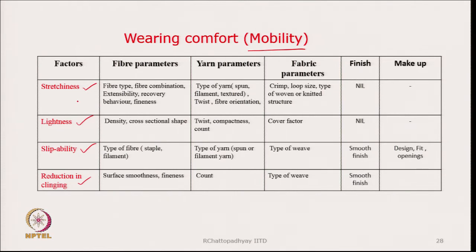of factors which have been stated here, and you see how these factors are a function of, like, stretchiness is a function of fiber parameters, yarn parameters, fabric parameters, finish and makeup. So, we are giving a list, and for each of them one has to think how it is connected to fiber parameters, and if so, what are the fiber parameters which will affect stretchiness. Then from fiber we should go to the yarn and think what yarn parameters will affect stretchiness, or what fabric parameters will affect stretchiness, what finishing techniques can affect stretchiness.